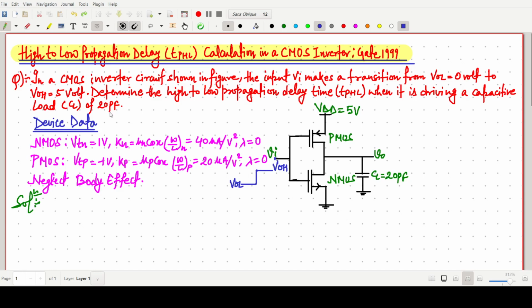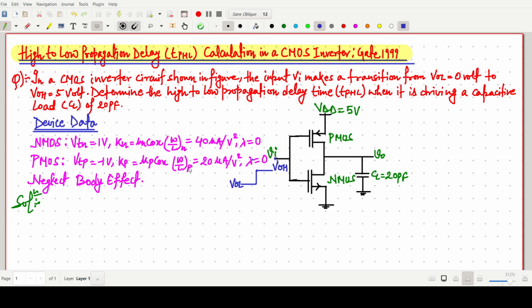of value 20 picofarad, and some device data is given for the NMOS and PMOS. So threshold voltage is given 1 volt for NMOS, transconductance parameter 40 microampere per volt square, and we have to neglect the channel length modulation. And for the PMOS, the threshold voltage is minus 1 volt, Kp value is 20 microampere per volt square, and we have to also neglect the body effect.